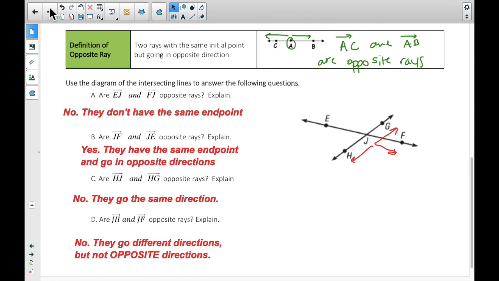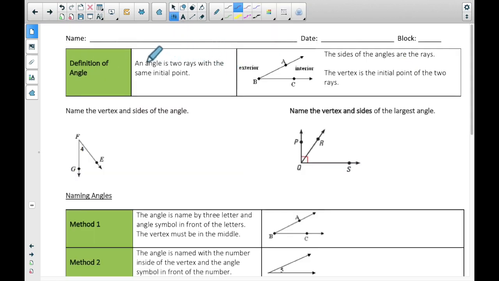Let's go to the next page. So now that we know what a ray is, an angle is when you put two rays together that have the same initial point and go in different directions. So here's my angle ABC, and here's the exterior, the outside, here's the interior, the inside. The sides of the angle are rays. We have ray BA and ray BC. And the vertex is the initial point of the two rays. This is the vertex, it's the pointy part. You can think of the vertex as being the corner. The vertex is the official word though.